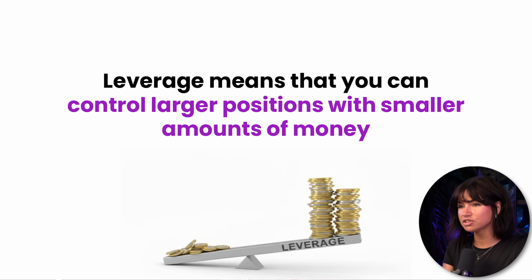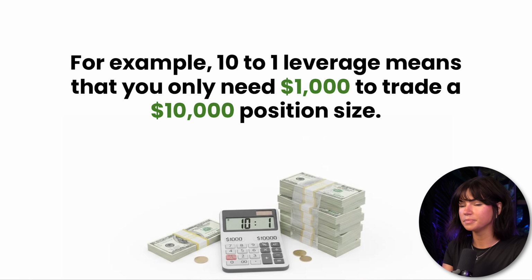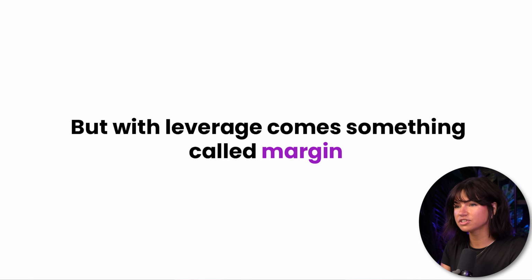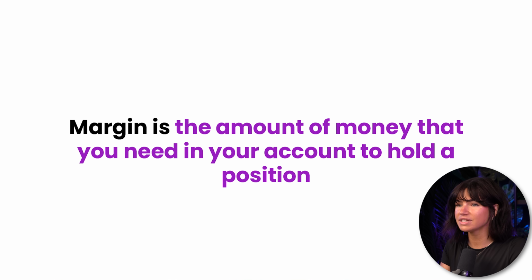Another thing that your broker does is allow you access to leverage. Leverage means that you can control larger positions with smaller amounts of money. For example, 10-to-1 leverage means that you only need $1,000 to trade a $10,000 position size. But with leverage comes something called margin. Margin is the amount of money that you need in your account to hold a position.